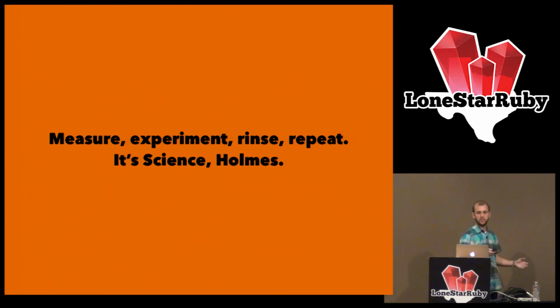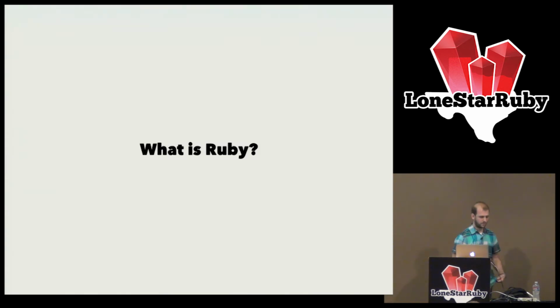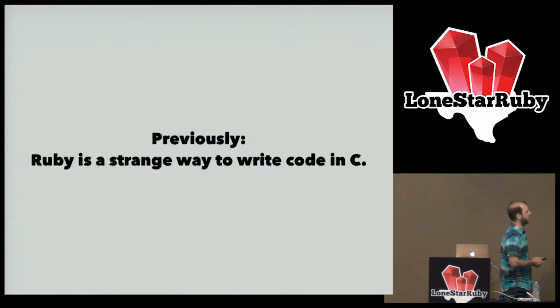So it's measure, experiment, rinse, repeat, and then you're doing science. It's awesome. And then you're a scientist. And we all want to be prankster scientists, I hope. So, more directions. What is Ruby? Previously, I said that Ruby is a really strange way to write code in C.